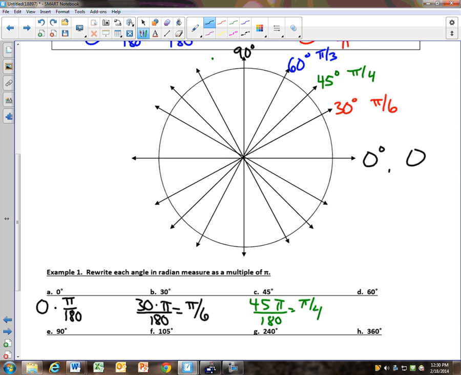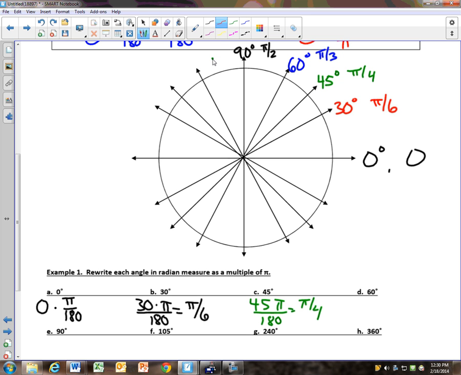90 is how many of the 30s? 3. Or 3 pi over 6, which is pi over 2. So now I've got this first quadrant made. As long as you can remember these values right here, then you can construct the rest of it really easily.